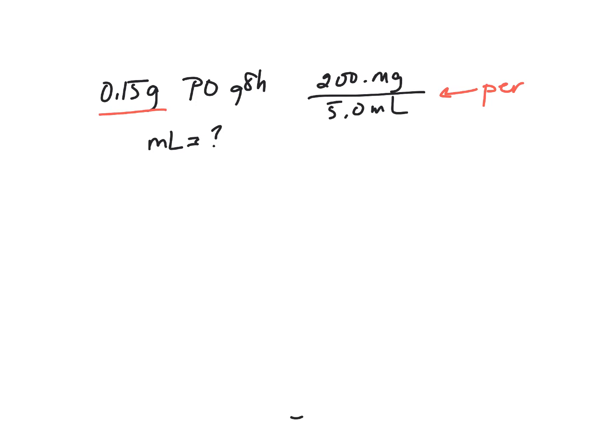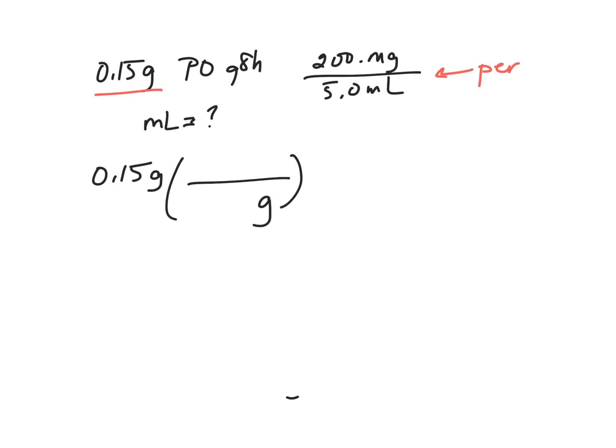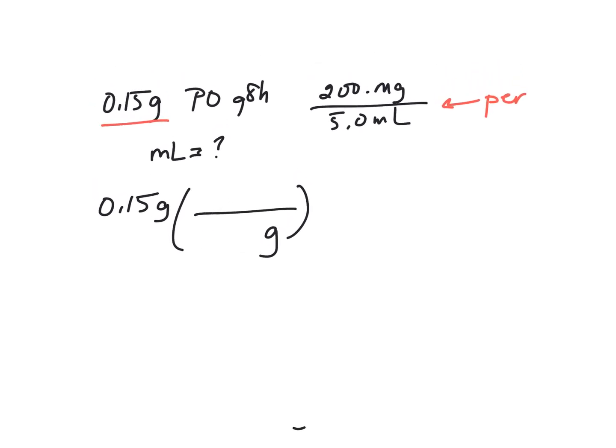So here I'm going to put down my 0.15 grams. I know that no matter what, on the bottom of the next step, I have to have grams because I want to be able to cancel out grams. I see that in the relationship that was given here, it's got milligrams instead of grams. So I'm going to have to get from grams to milligrams.